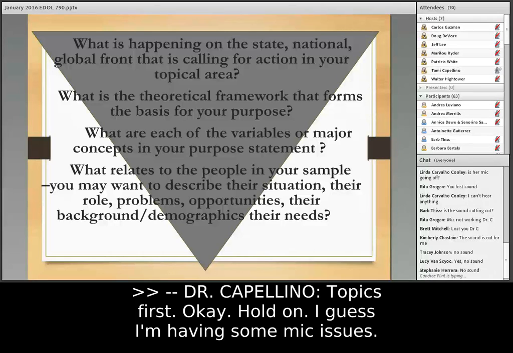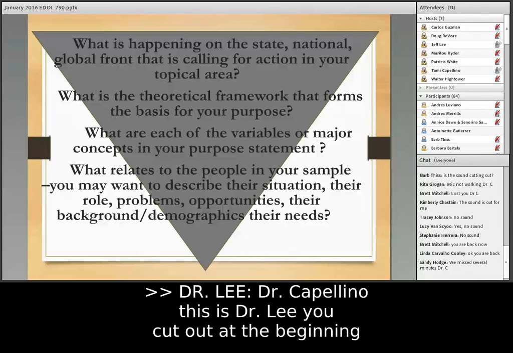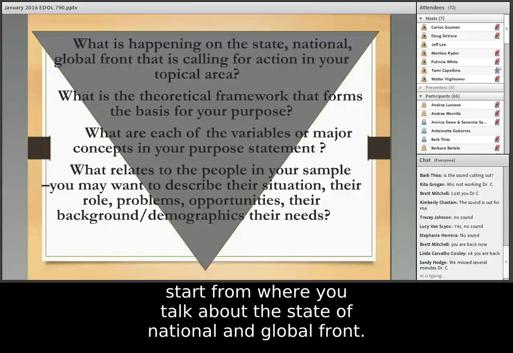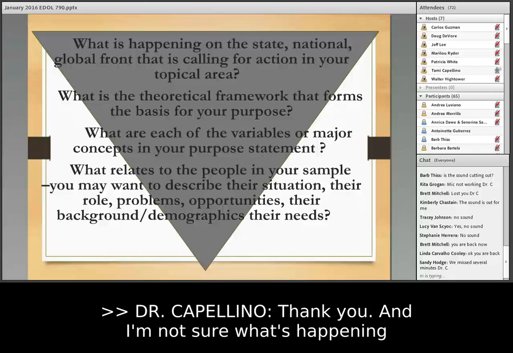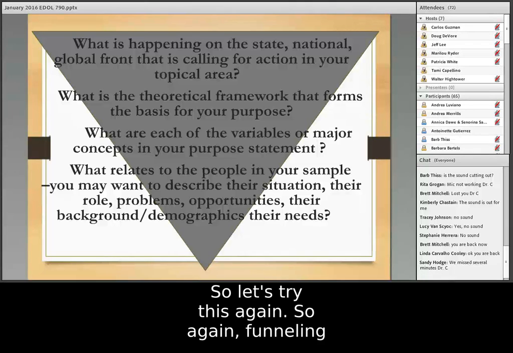Topics first. Okay, hold on. I guess I'm having some mic issues. Capelina, this is Dr. Lee here. You cut out at the beginning of this slide, so you might want to back up just a little bit and start from where you talk about the state and national and global front. Okay. Thank you. I'm not sure what's happening on my end, but I show I have a good signal strength. So let's try this again.